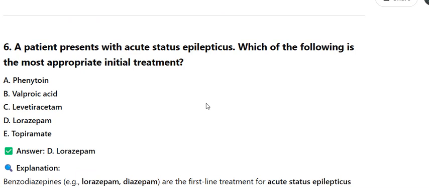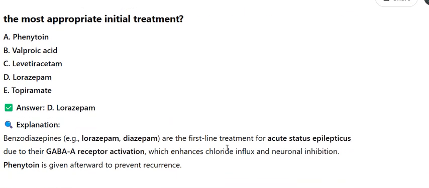Answer C. Lorazepam. Explanation. Benzodiazepines, e.g. lorazepam, diazepam, are the first-line treatment for acute status epilepticus due to their GABA-A receptor activation, which enhances chloride influx and neuronal inhibition. Phenytoin is given afterward to prevent recurrence.